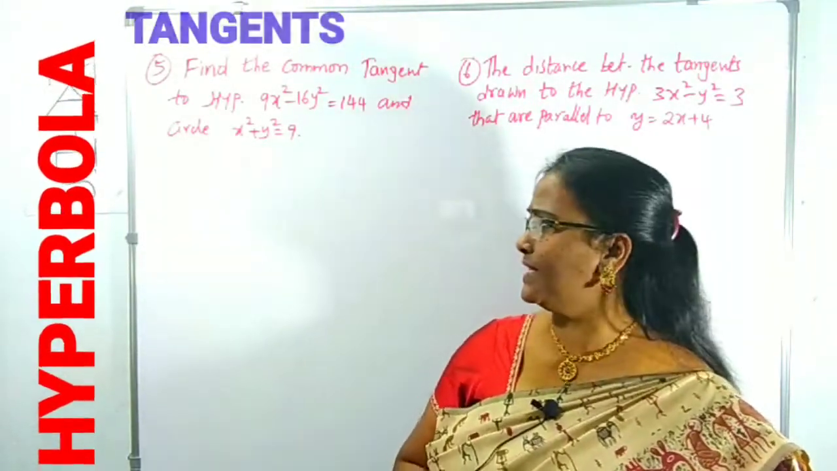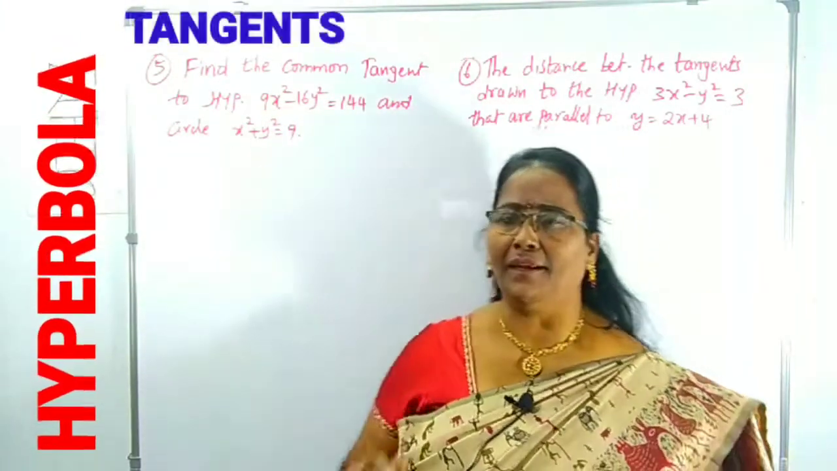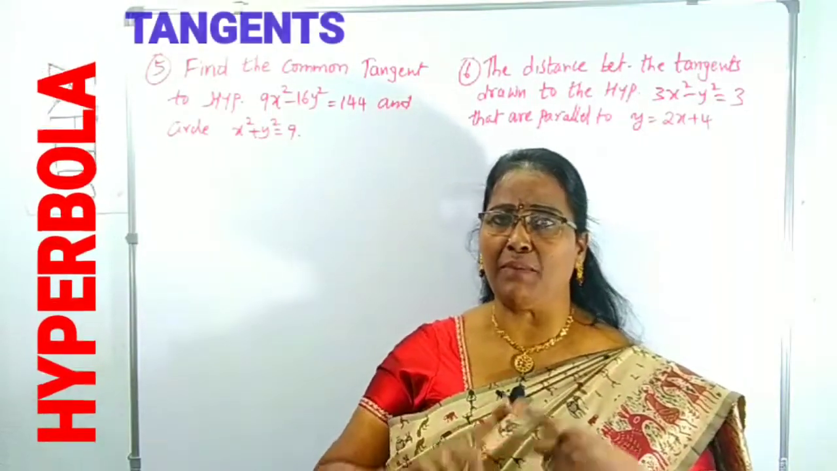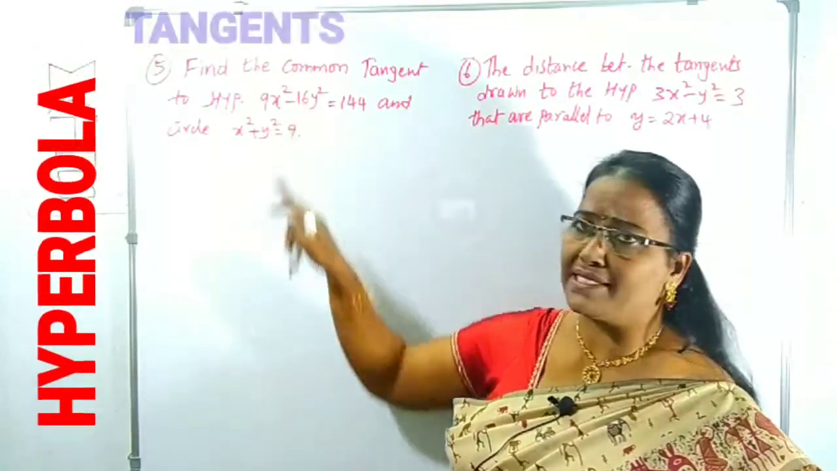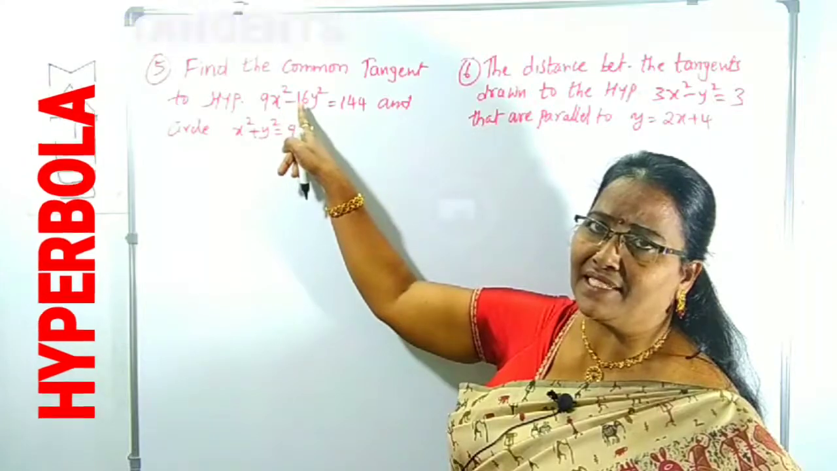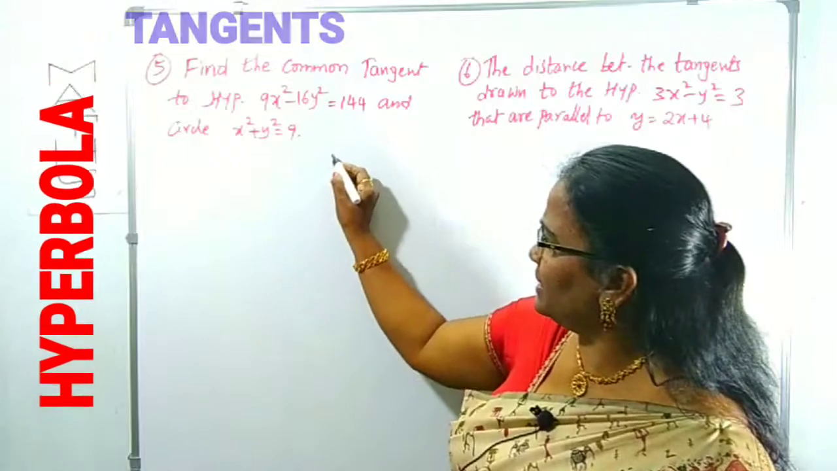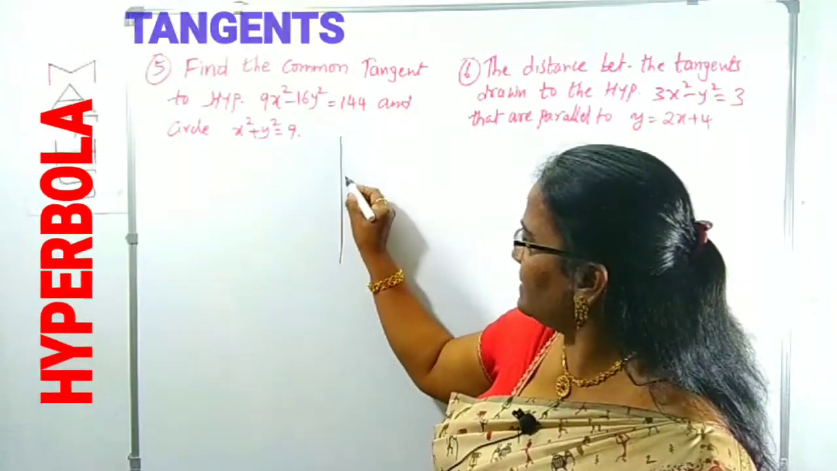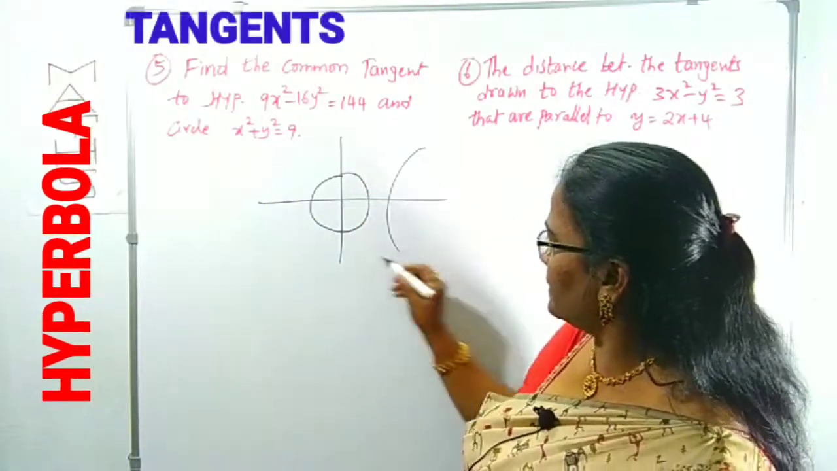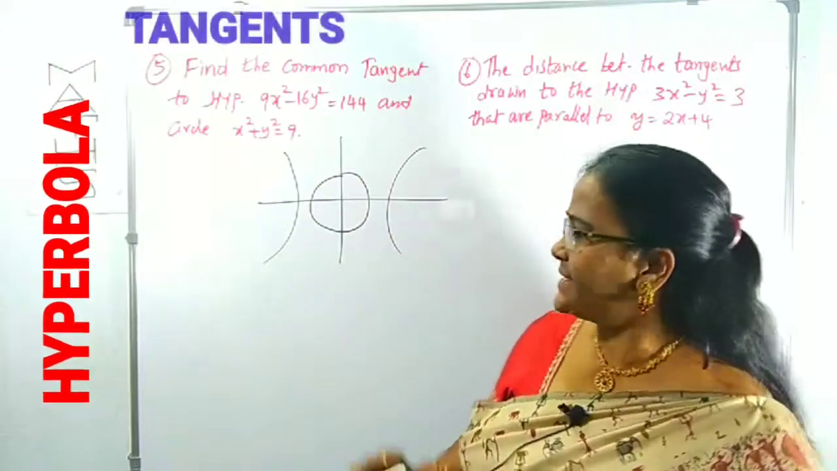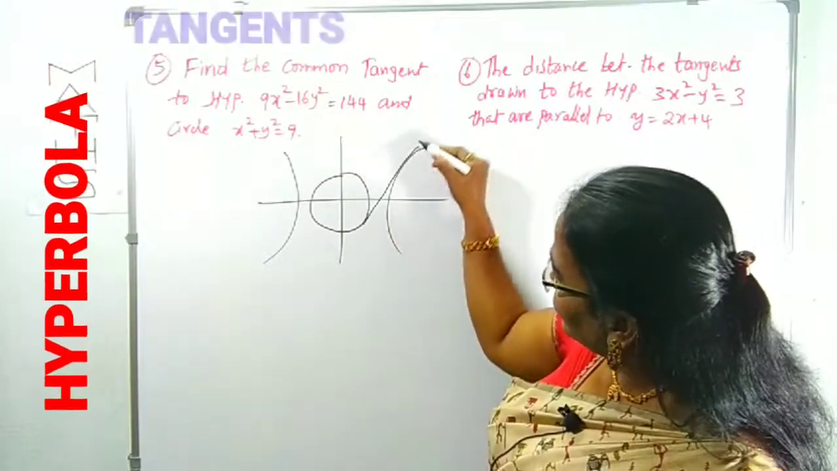Question number 5. Find the common tangent to the hyperbola and the circle. Here we have to find a tangent that is common to both the conics. One is a hyperbola, another is a circle. What can you observe from these two? This hyperbola has its center at the origin, and this circle's center is also at the origin. Simply by observing the figure, this is a circle whose center is at the origin, and the hyperbola's center is also at the origin. So we have to find the equation of the common tangent to both the circle and the hyperbola. We need this tangent.